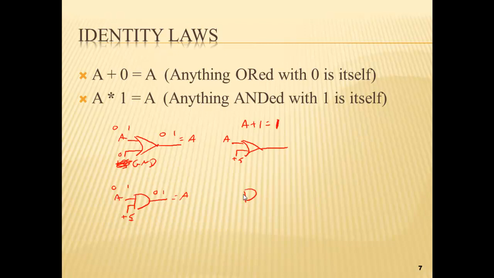If you AND a with 0, or ground, so this input is always a logic 0, it takes 2 highs to get a high out. There's no way it could ever be 2 highs if one of them is always tied low, so the output is always going to be 0. Like I said, we'll see these two a little bit later on, but I wanted to show you those real quick.